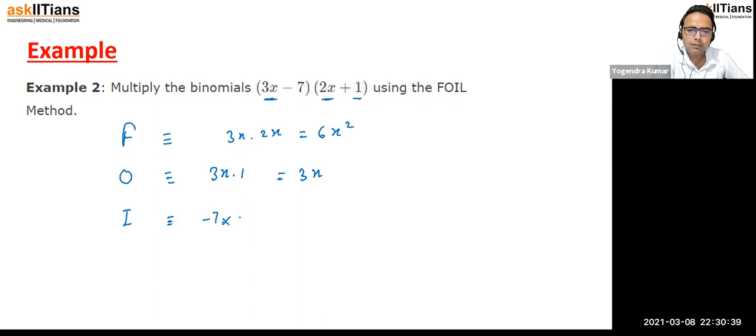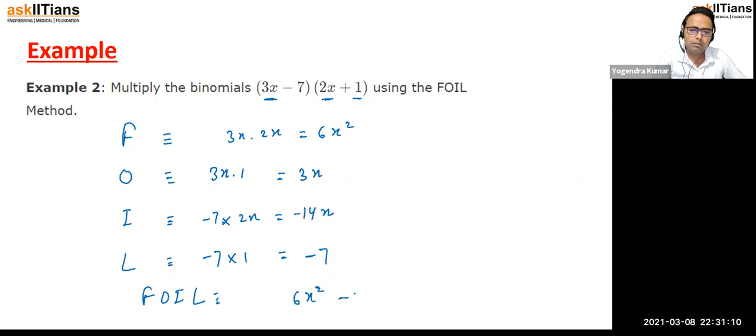Minus 7 is multiplied by 2x. So this is what? Minus. Can I write down here minus? Tell me, guys. Okay, I think you can do it yourself now. I hope it is pretty easy. Minus 14x. Right? Now L, which is what? Last we need to multiply. So minus 7 into 1, which is minus 7. So now FOIL will be 6x square plus 3x minus 14x minus 7. Right? This is what we are getting.